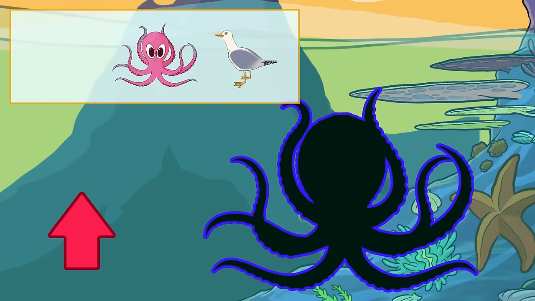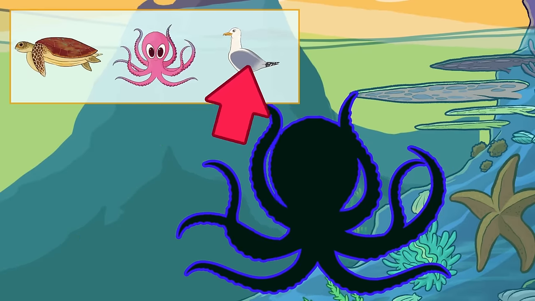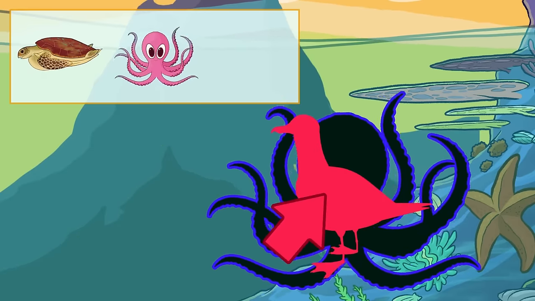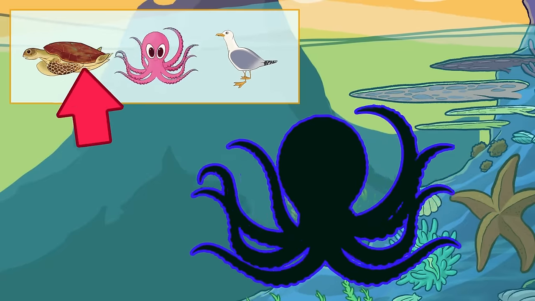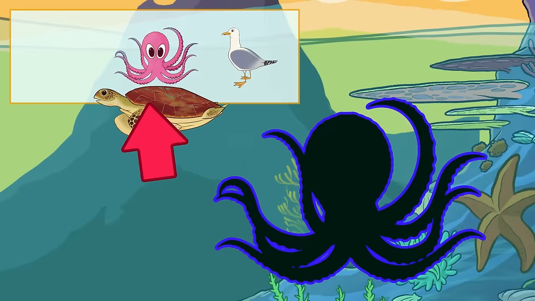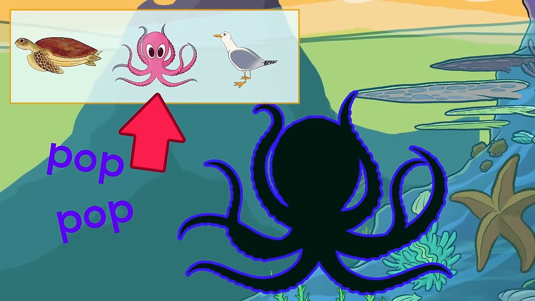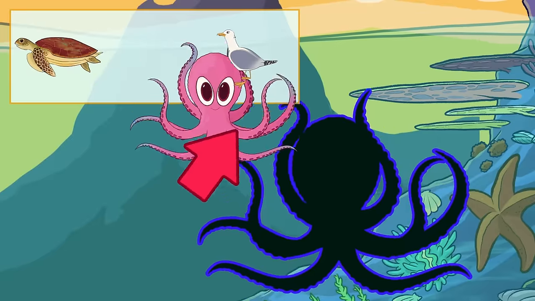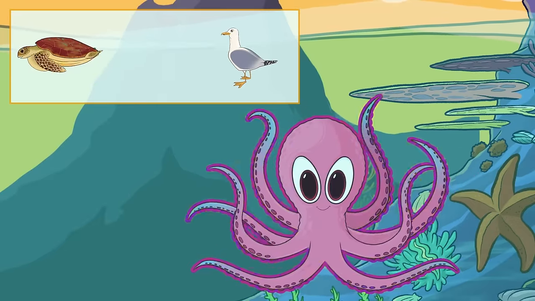Wow. Who goes there? Pop, pop, pop. Who goes there? That's not quite right. It has 8 tentacles. As you can clearly tell, we're almost there. Let's try one more time. It shoots out ink. And it goes pop, pop. Do you know what it is? That's right, it's an octopus. Whoa!